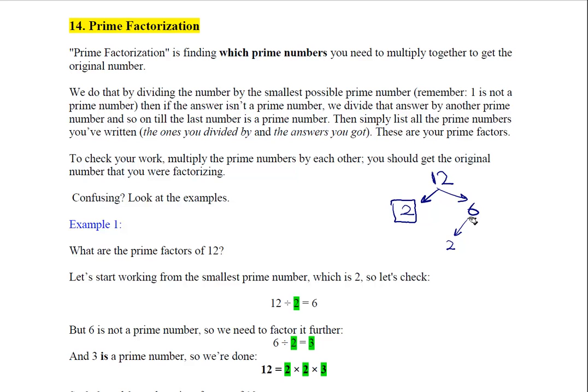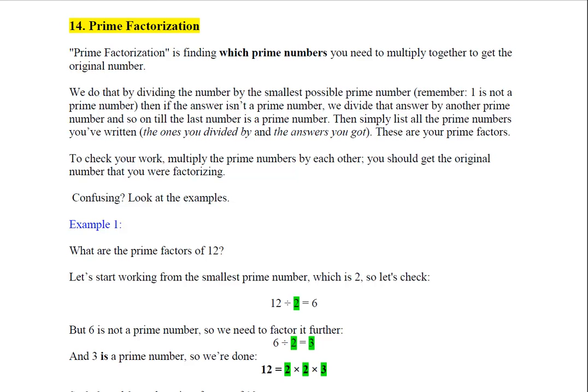Smallest prime number? 2. Is it divisible by 2? Yes. Is 2 a prime number? Yes. Is 3 a prime number? Yes. So I'm done. Okay, if I have all prime numbers, I'm done. So what are the prime factors of 12? 2, 2, and 3. This can be written as 2 times 2 times 3, or as 2 squared, because we have two 2's times each other, times 3. There's another method to do this other than the factor tree, and you'll find this explained right here in the example. Pretty simple. You can take a look at it later on if you want.